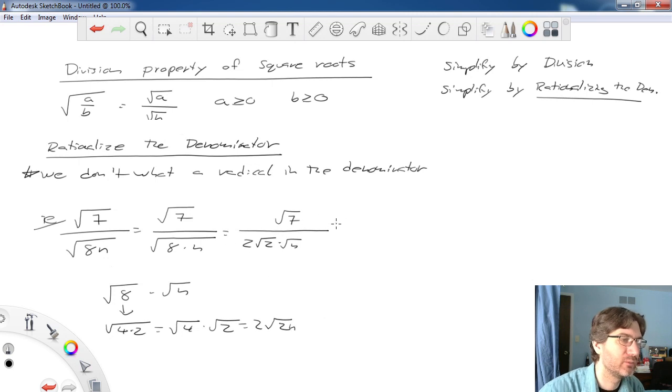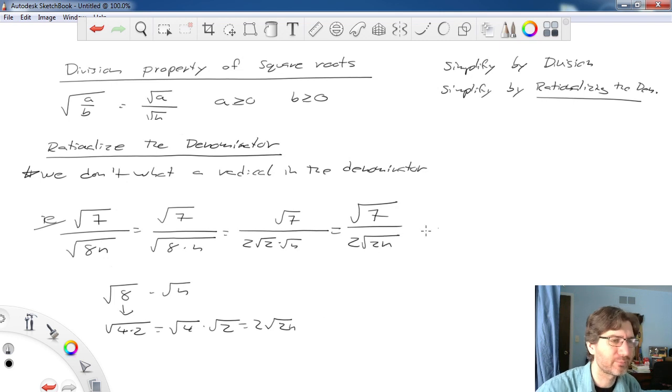So it's going to look like the square root of 7 over 2 square roots of 2n. And once you get it simplified down, it's going to be multiplying by the square root of 2n. Yeah, by the square root of 2n. Right. In that case, the square root's going to go away on the denominator.